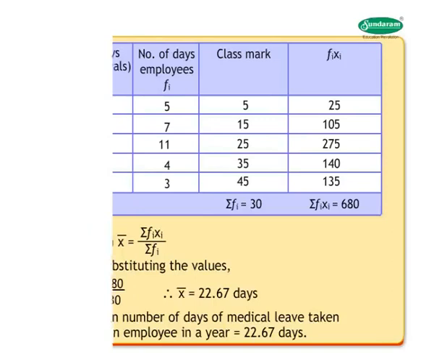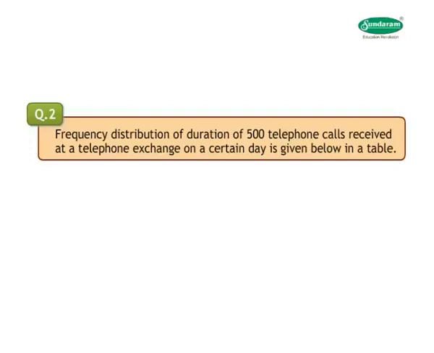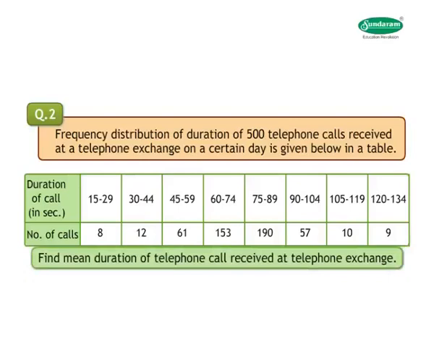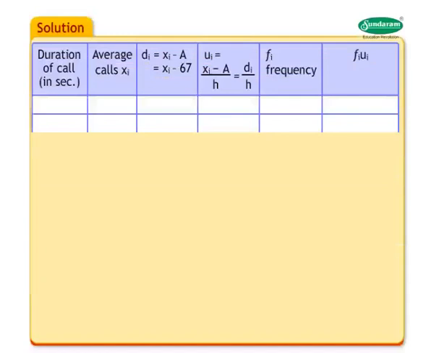Question 2. Frequency distribution of duration of 500 telephone calls received at a telephone exchange on a certain day is given below in a table. Find mean duration of telephone call received at telephone exchange. Solution: let us draw a table containing 6 columns.